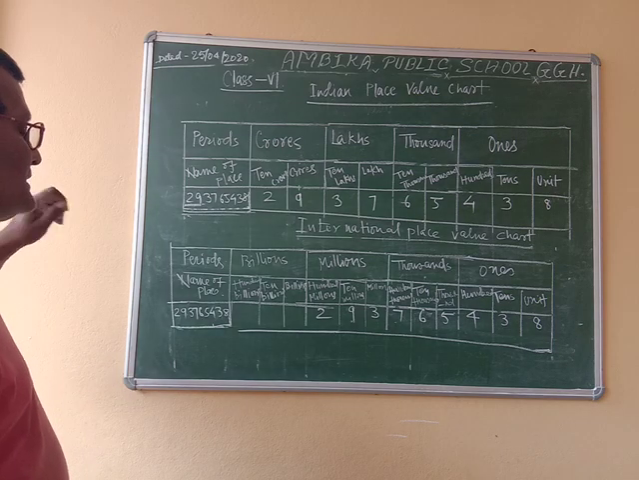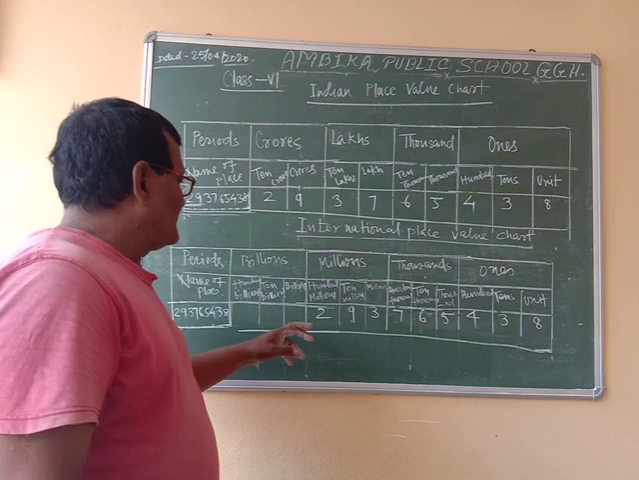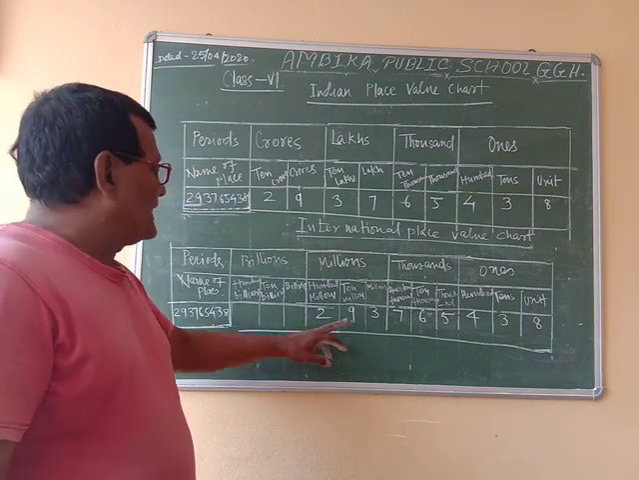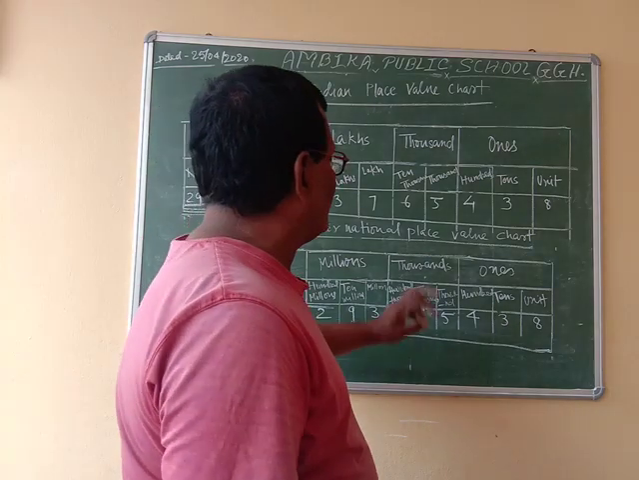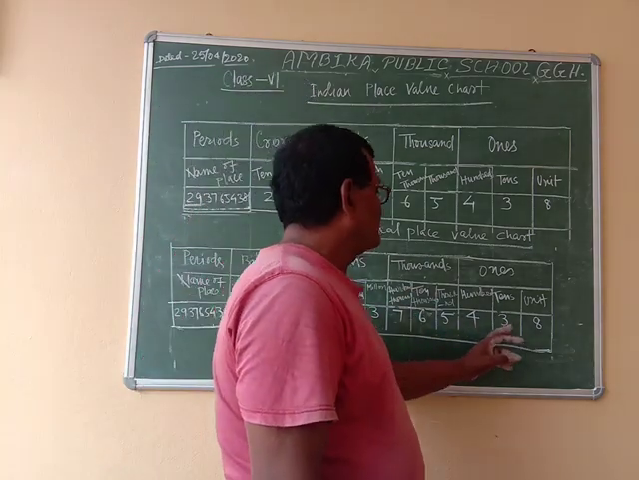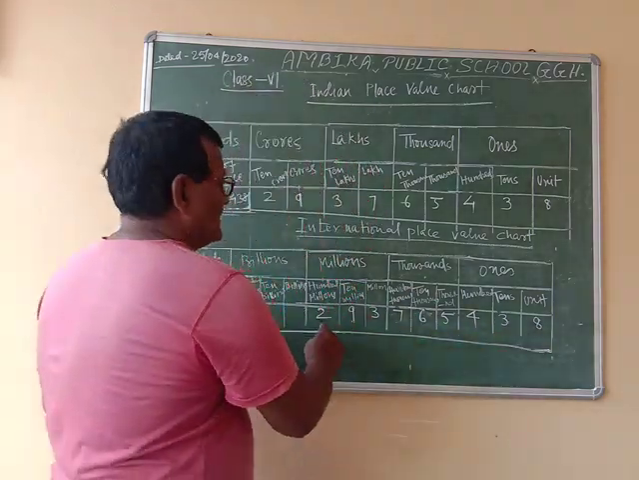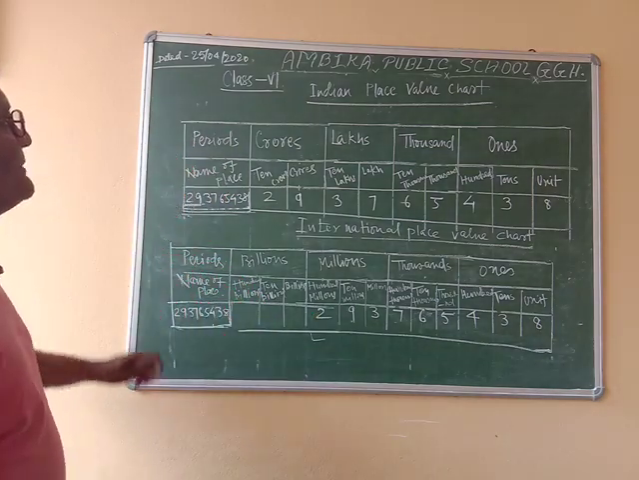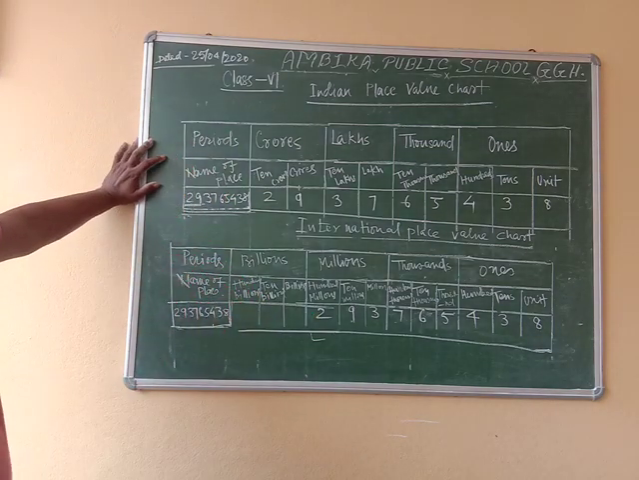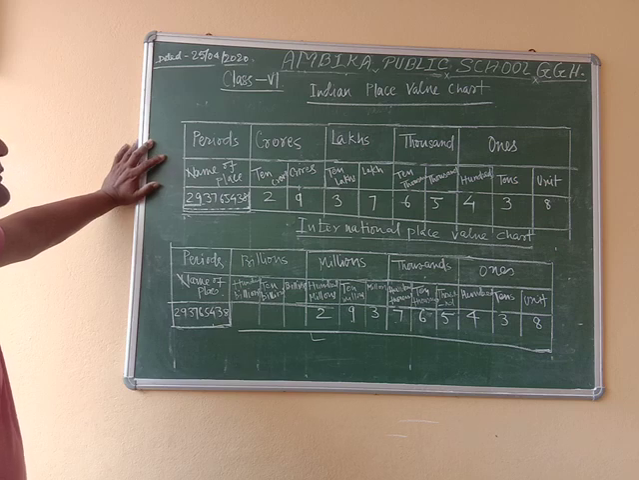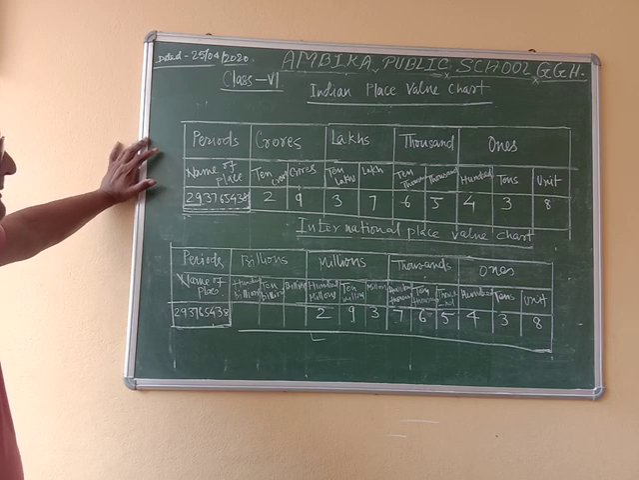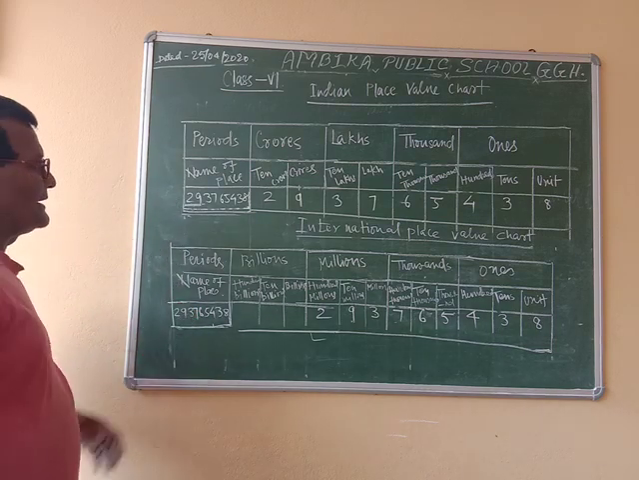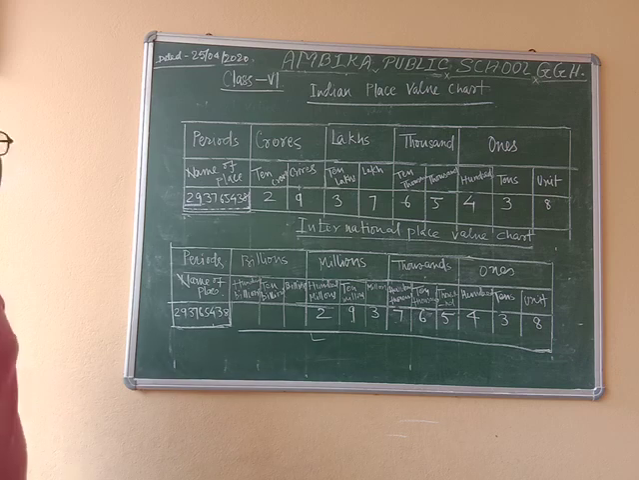According to the international system, we read 293 millions 765,000 and 438. So this is very important for you to know how you will form the Indian place value chart and the international place value chart, and how you will substitute the number in the given chart.